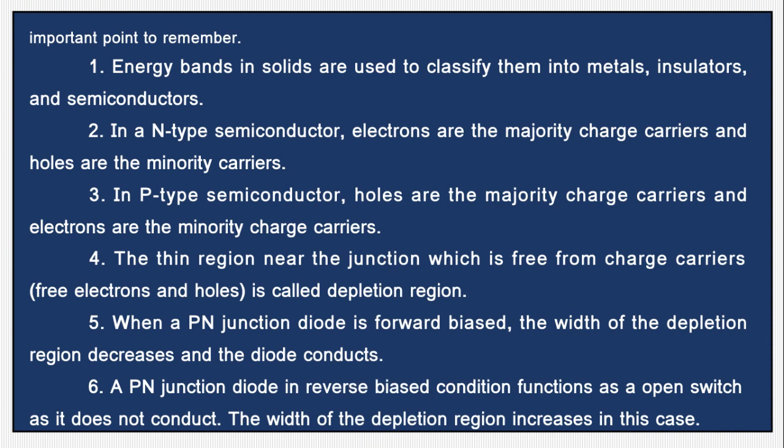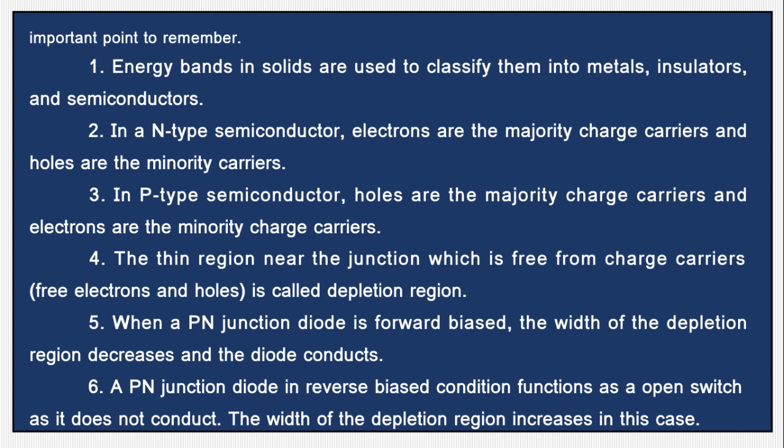Important points to remember. 1. Energy bands in solids are used to classify them into metals, insulators, and semiconductors. 2. In an n-type semiconductor, electrons are the majority charge carriers and holes are the minority carriers. 3. In a p-type semiconductor, holes are the majority charge carriers and electrons are the minority charge carriers.